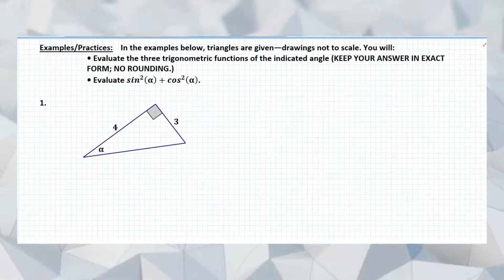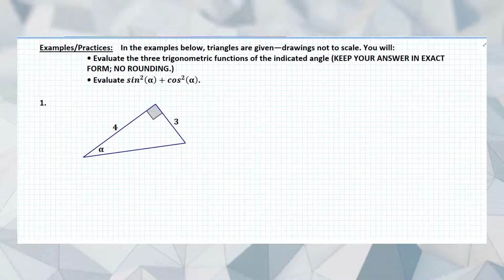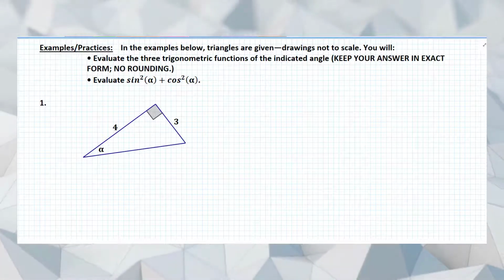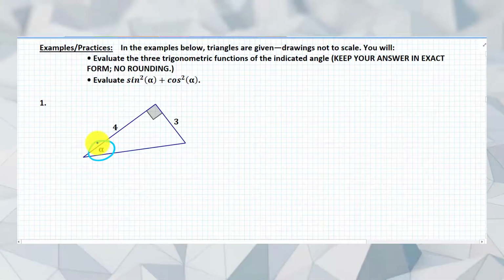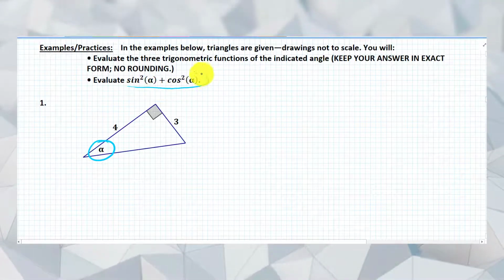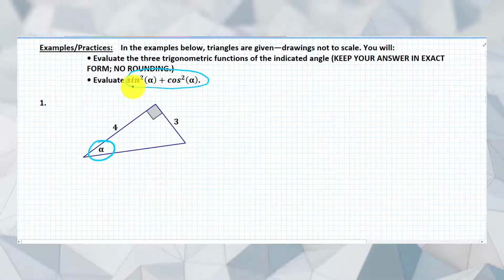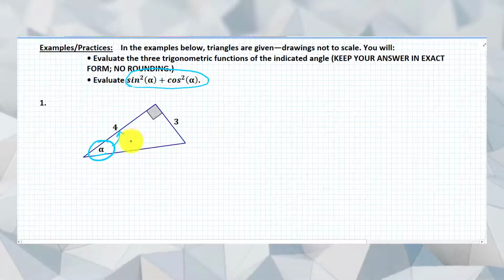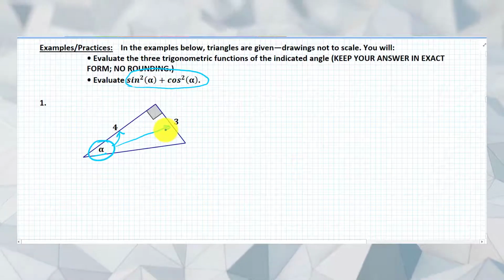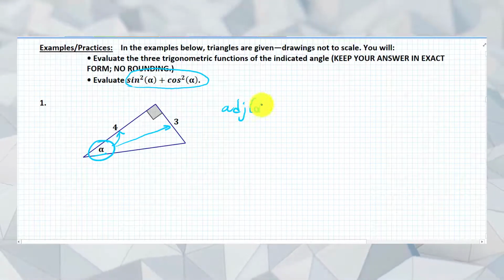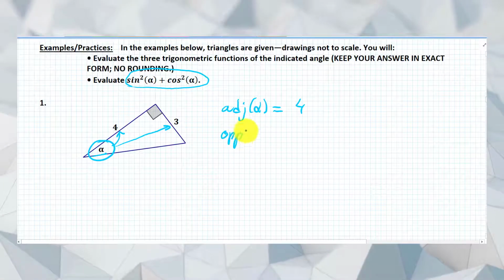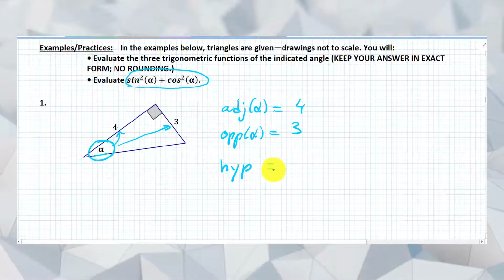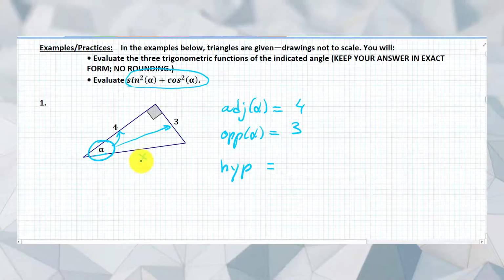Let's go over the first set of examples. Okay, so here's the first set of examples. I am given a triangle with some lengths, and I'm asked to find the sine, cosine, and tangent of the indicated angle. Right here, the angle would be alpha, for example. I'm also asked to evaluate sine squared of alpha plus cosine squared of alpha. Okay, let's begin by looking at what's given. Here's my angle alpha right here. What's given is the adjacent side of alpha and the opposite side of alpha. Let's write it down. The adjacent side of alpha is 4 and the opposite side of alpha is 3. Now, I'm not given the hypotenuse, and I'm going to need it to compute the trigonometric values of the angle alpha. So let me call that x right here.